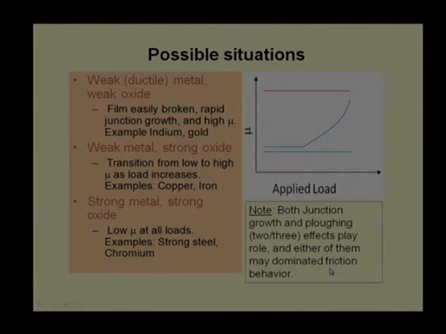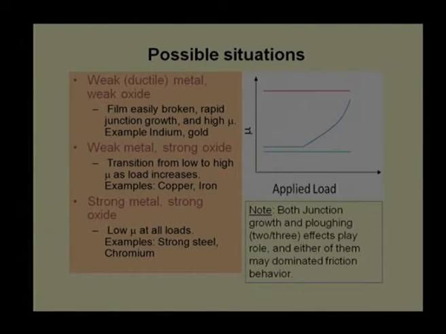Now, finally coming to this slide, this is a note on both junction growth and plowing effects. Here I use the words 2 and 3, that means plowing generally occurs due to 2 body and 3 body. When we are talking about 2 body, it is asperities which are firmly attached to the surfaces, and only asperities and asperities are coming into contact. When we are talking about 3 body plowing, we are assuming there are some debris at the interface, and that is creating some sort of plowing effect.